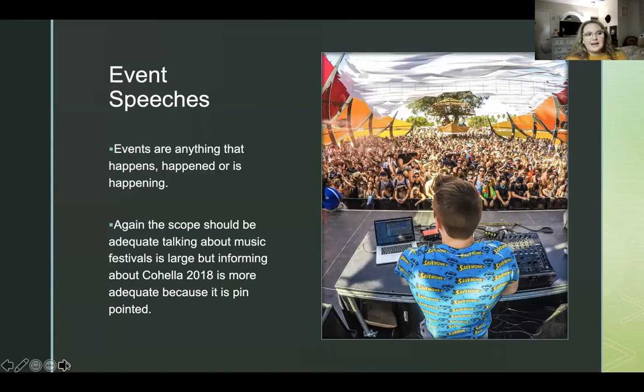You don't want to stand up there and talk about music festivals from the first one to today's. Really broad, not going to reach as many people. It's not going to be easily manageable. You're just going to give your audience overload if your subject or your topic is way too large. So instead, you could talk about Coachella 2018. It's a little bit more adequate. It's more pinpointed. It's a lot more like XYZ. Very cute little package.